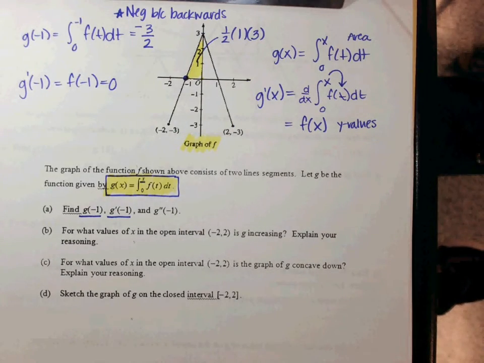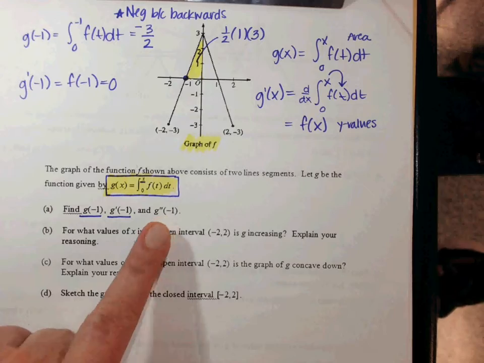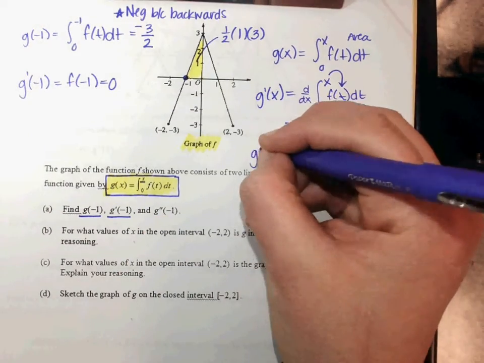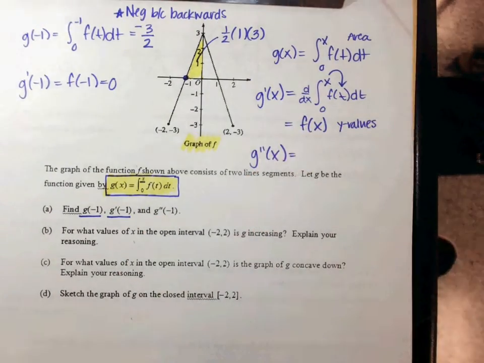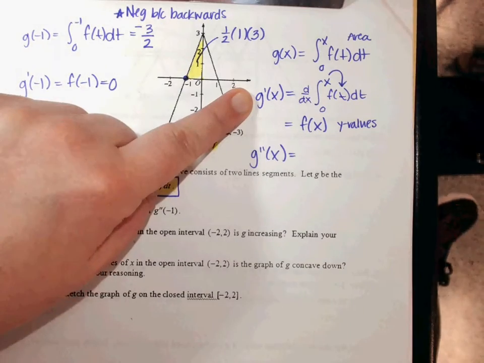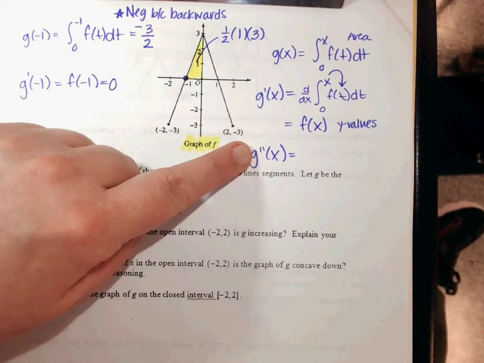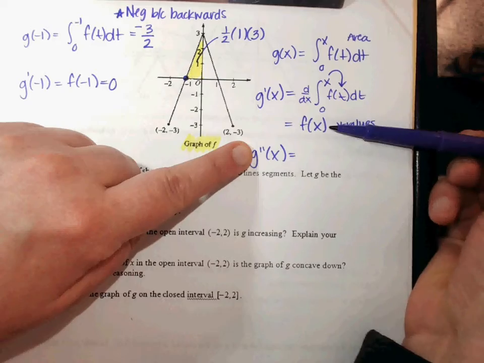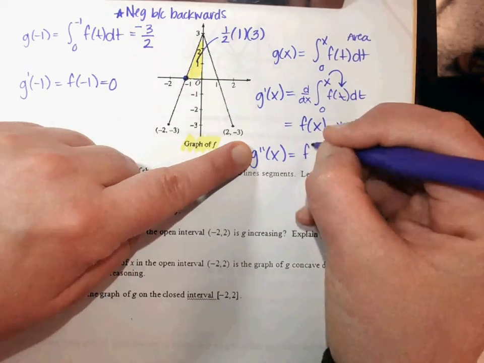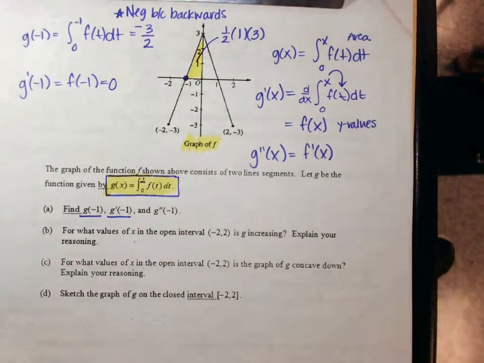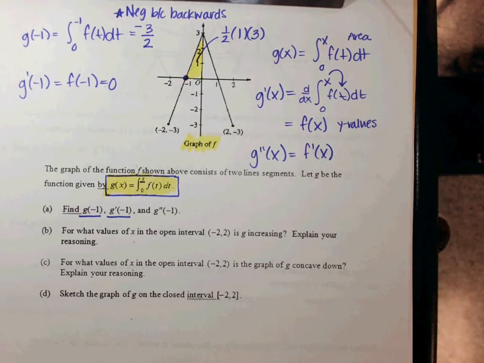Okay, next we want to find g double prime at negative 1. So we need to find g double prime of x. Well, if I take the derivative of g prime, I'd get g double prime. What about if I took the derivative of f? What would I get? F prime of x. And what will f prime be if I'm looking at the graph of f? Slope. Very good.